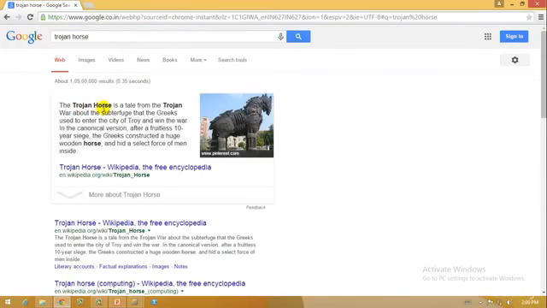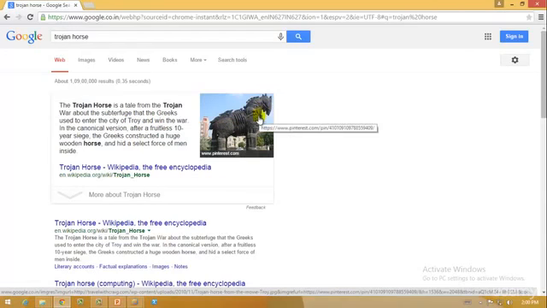So as you can see, the Trojan horse is a tale from the Greek war about the subterfuge that the Greeks used to enter the city of Troy and win the war. What they did exactly was that the Greeks were about to lose the war when they entered the city of Troy. So they created this huge statue, around 10 or 15 meters or even more, I don't know exactly.